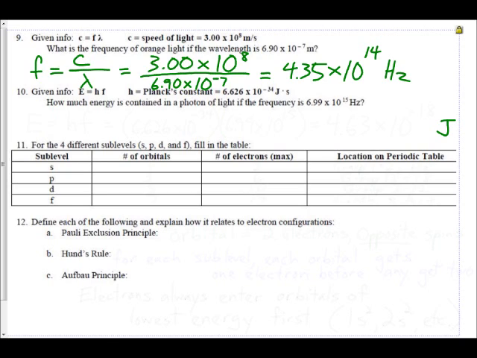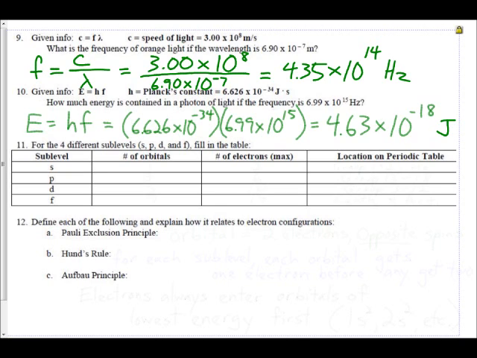Alright, now for energy, you're going to use Planck's constant and a frequency. So if we ask for energy, you're going to set it up like this. H times F. H is right here with our constant, and then the frequency that they gave us. So our answer will be 4.63 times 10 to the minus 18th joules.